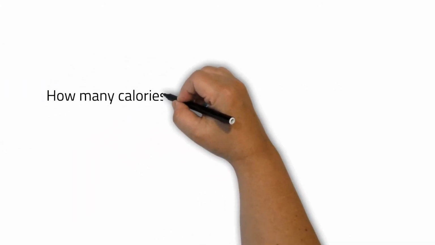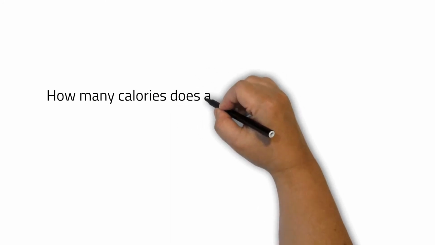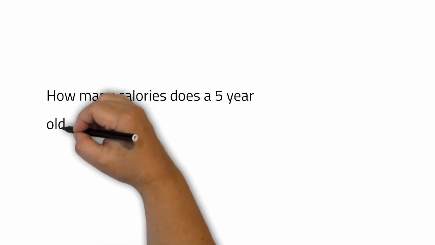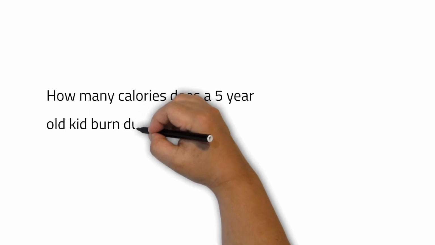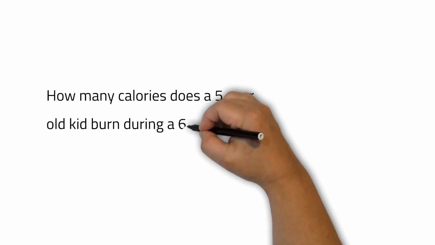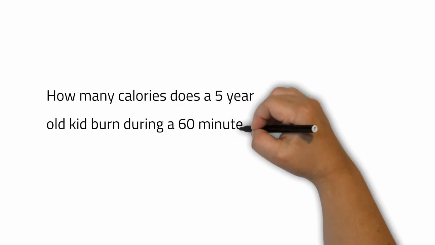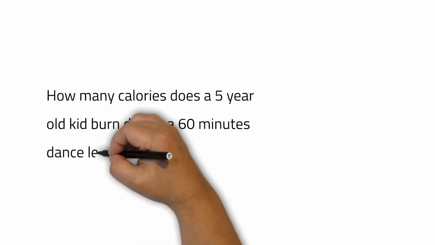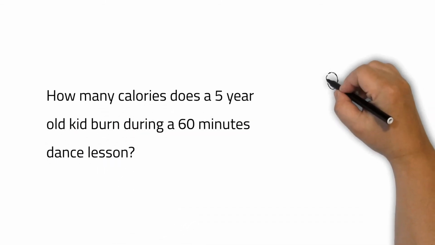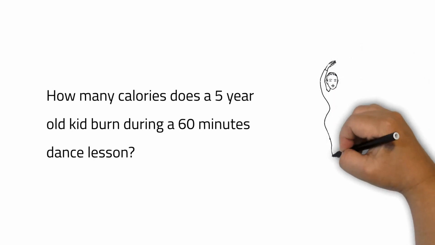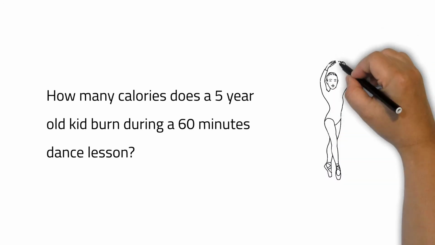Now, imagine that instead of trying to find a difference, we want to describe an event using numerical data. In this case, we're measuring the number of calories burned by a 5-year-old kid who has been exercising for 60 minutes.